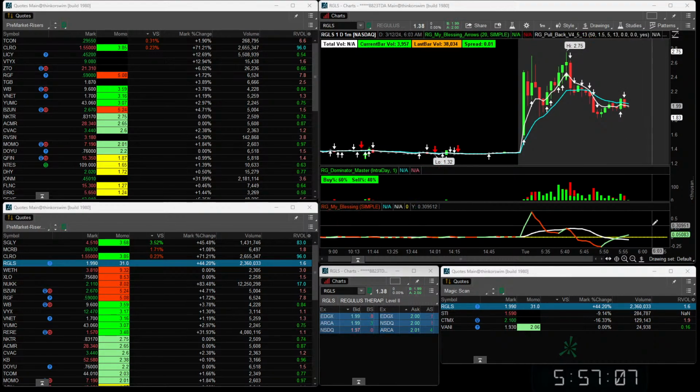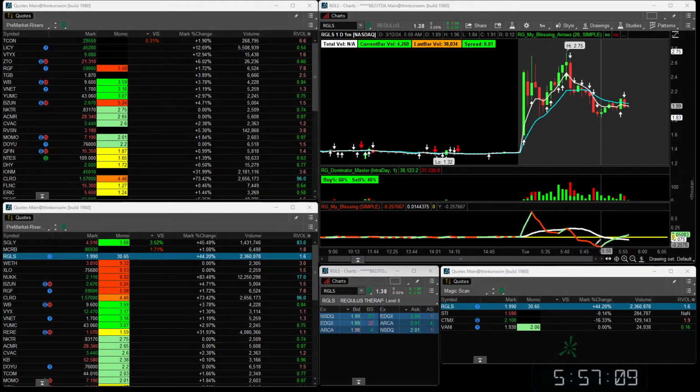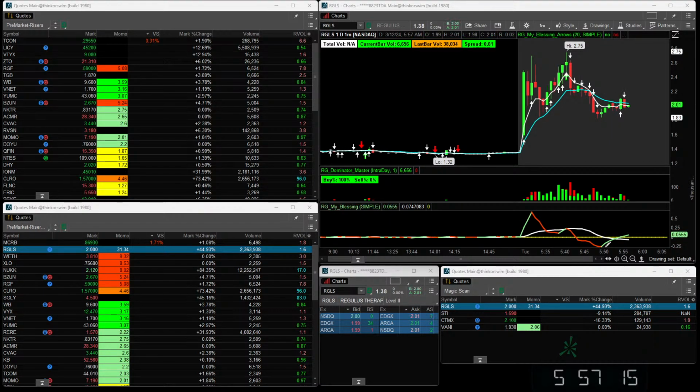This is the blessing indicator. We'll be watching for this faster moving line to move down or up. This is how we plan our entry. We'll be watching for the green indicator down here.